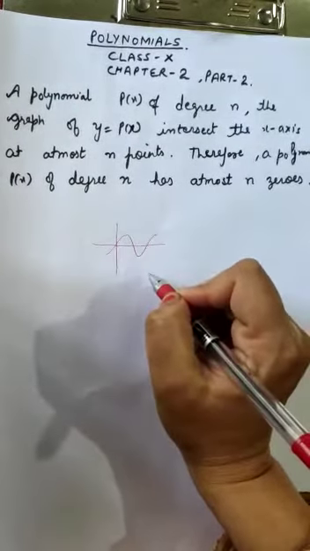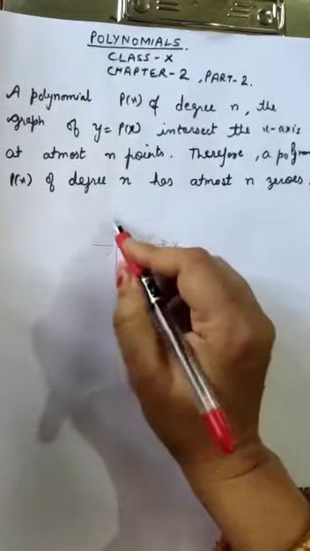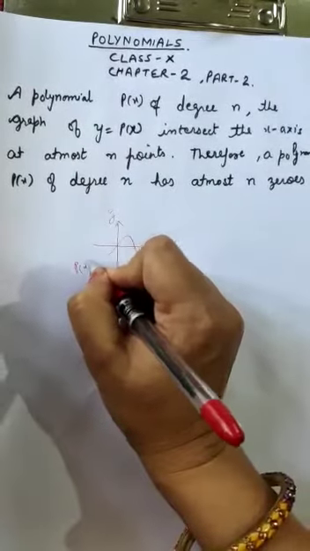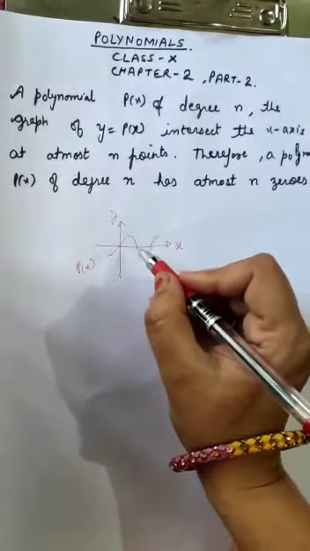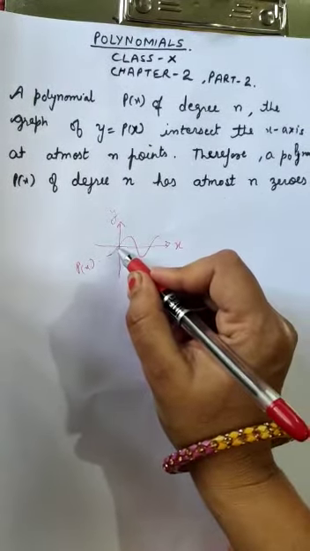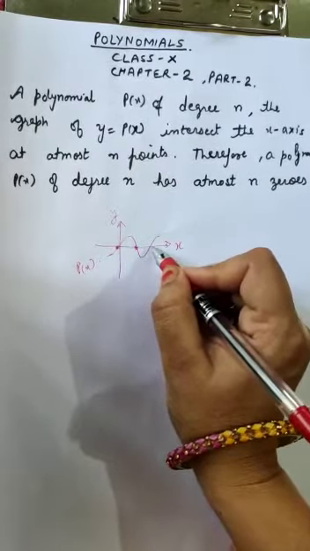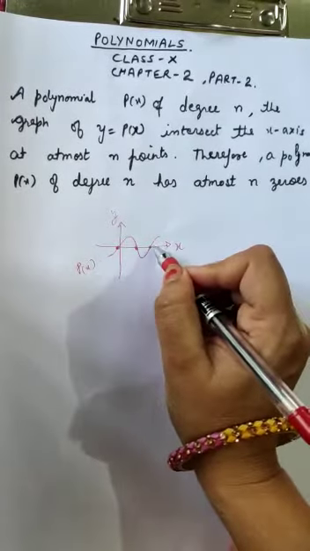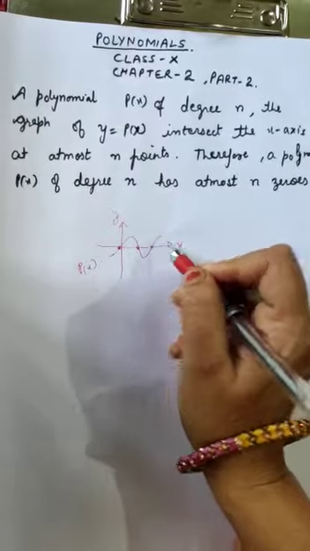For example, this is given to us and we know this is the x-axis, this is the y-axis, and this is a line of any polynomial p of x. Then the number of zeros means the number of points of intersection on the x-axis. Here 3 points are intersection points. It means this polynomial has 3 zeros. Let us take another example.